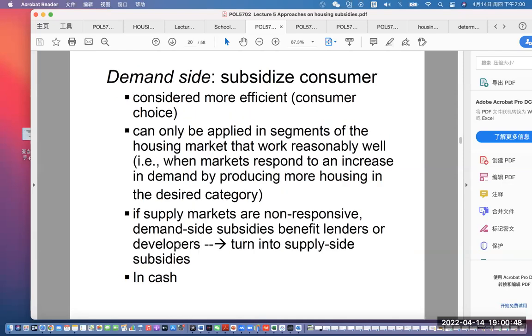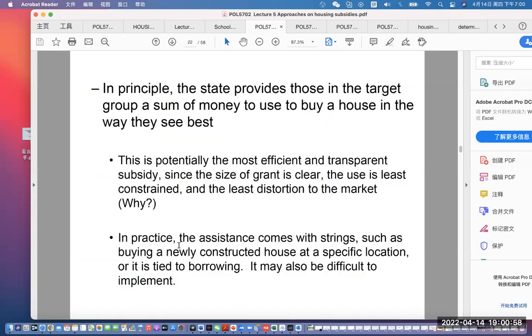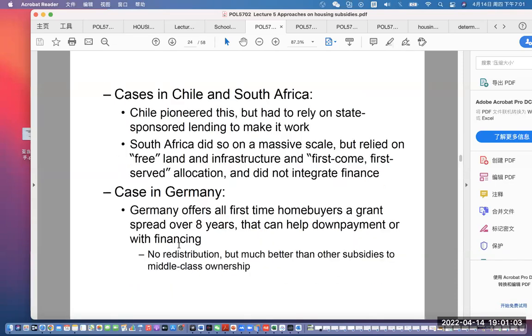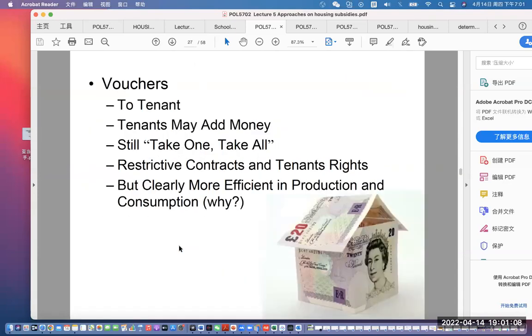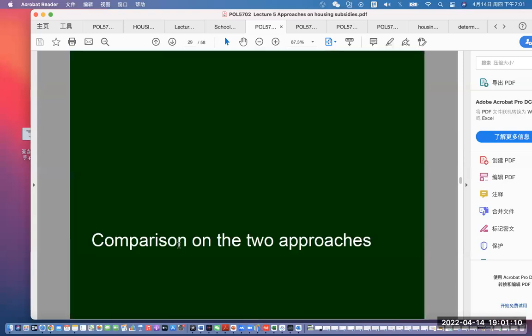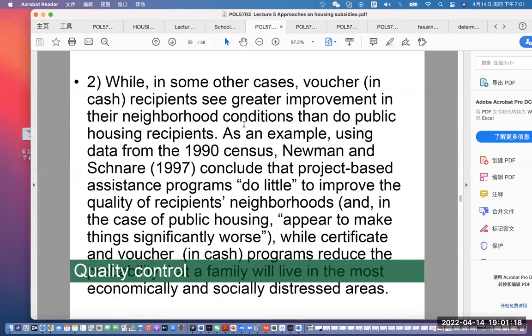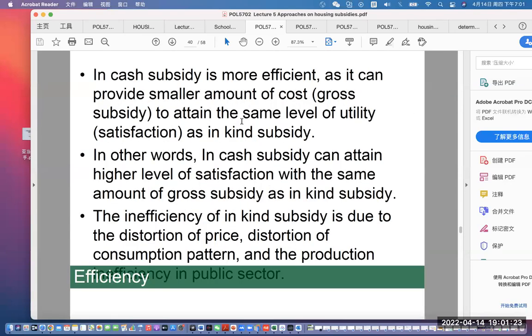From both the supply and demand side, how do you subsidize? And what are the pros and cons for both approaches in housing finance? And also, what are the forms, either in kind or in cash, right? What are the vouchers? Does it work? And then we use this important comparison to compare the two approaches there. So I will not go into too much detail, but the in-cash and in-kind approaches need to be studied further.